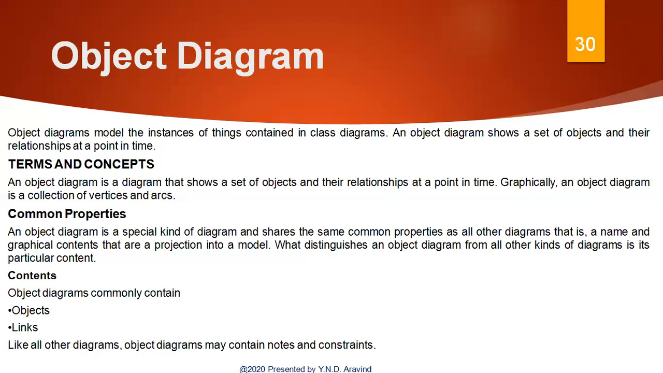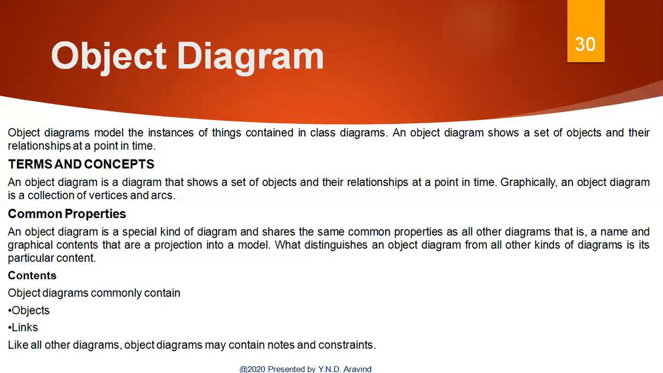Graphically, an object diagram is a collection of vertices and arcs. Some of the common properties: an object diagram is a special kind of diagram which shares the same common properties as all other diagrams, that is, a name and graphical content that are a projection into a model. What distinguishes an object diagram from all other kinds of diagrams is its particular content.